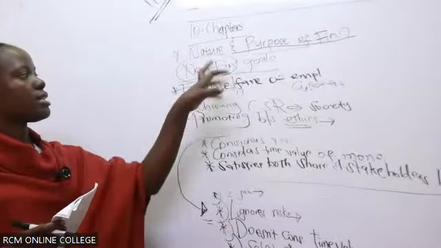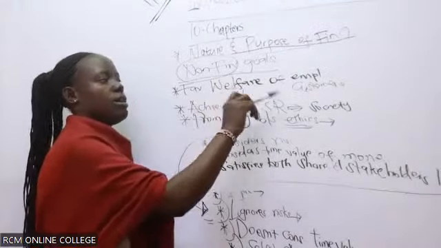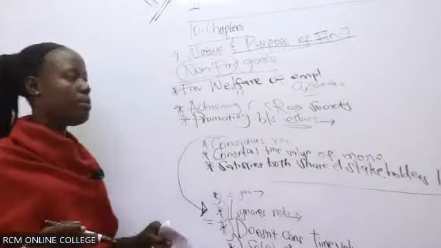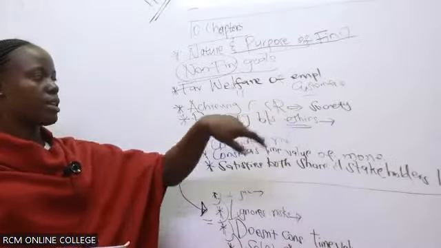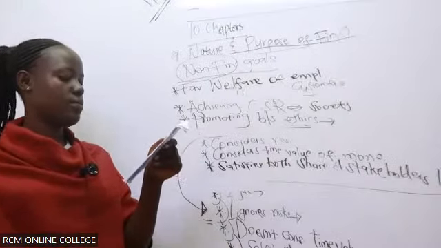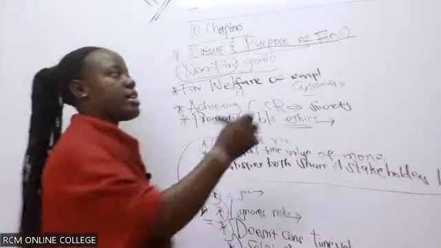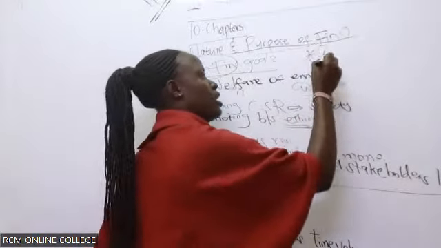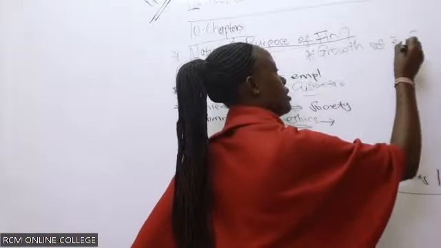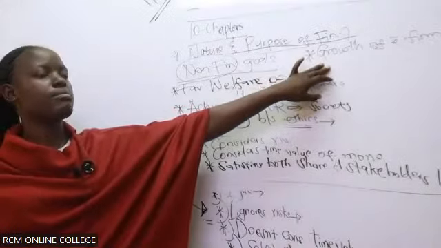So when you're told to discuss the non-financial goals of the firm, you can talk of achieving welfare of employees, achieving the welfare of its customers, achieving corporate social responsibility, that is the society, then promoting business ethics. And the main non-financial goal of the firm is growth. So growth of the firm is another non-financial goal that the firm aims at achieving.